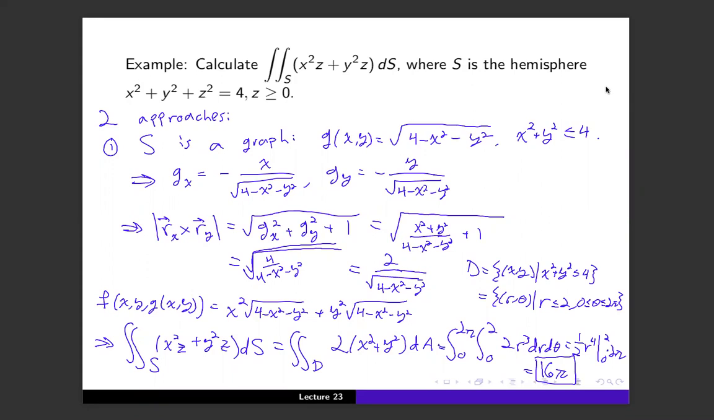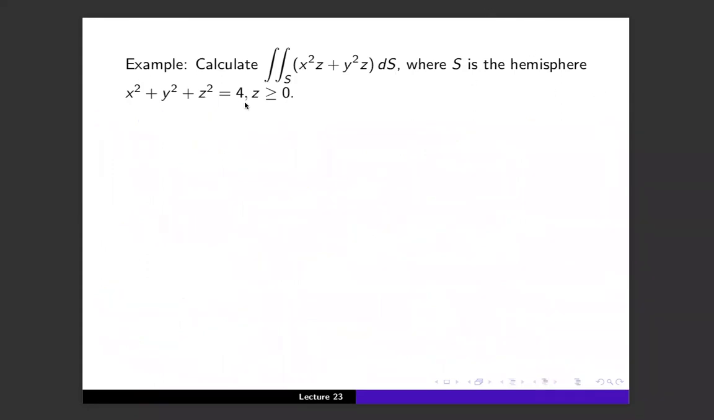Before I erase everything, are there any questions on how I did this? Okay. So here's another way of solving this problem. Our second approach is to use spherical coordinates.